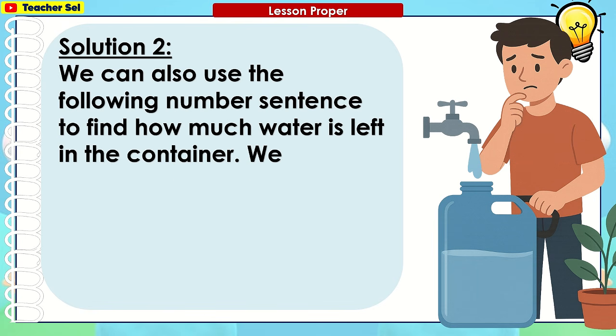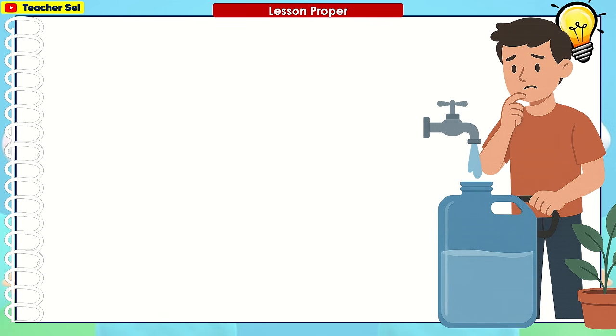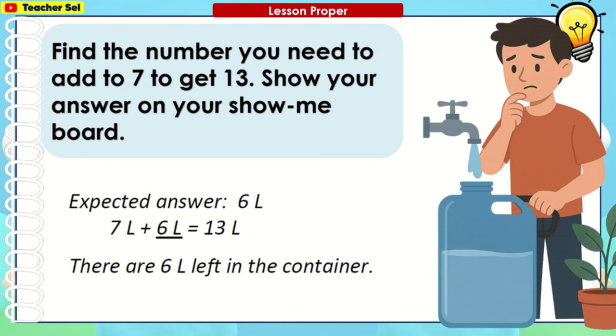For solution 2, we can also use the following number sentence to find how much water is left in the container. We can think of a number that when added to 7 liters gives 13 liters. This number would represent the amount of water left in the container. The expected answer is 6 liters. 7 liters plus 6 liters is equal to 13 liters. There are 6 liters left in the container.